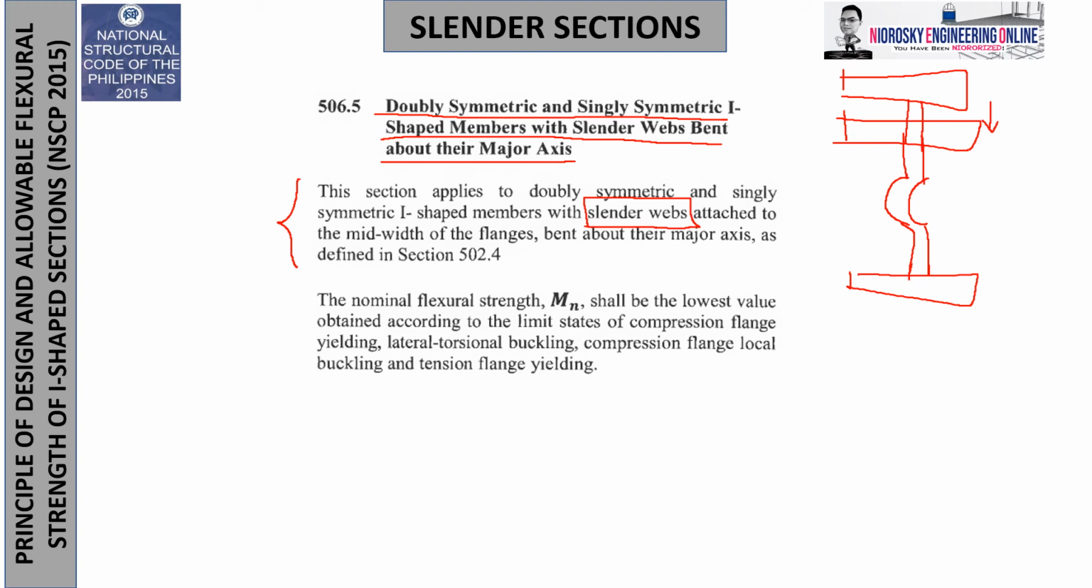So, how do we compute the nominal moment? Shall be the lowest of the following. Compression flange yielding, that's the criteria number 1. Lateral torsional buckling, criteria number 2. Compression flange local buckling, criteria number 3. And tension flange yielding, criteria number 4.